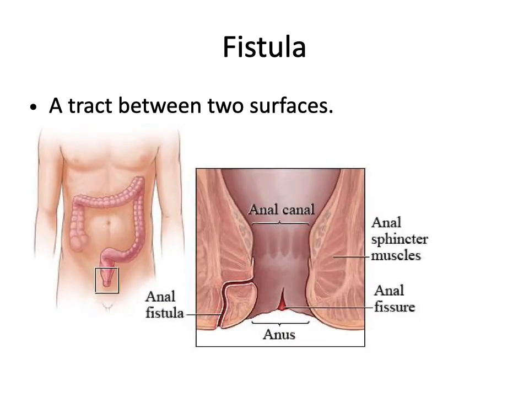So a common example is an anal fistula. Here you can see the anus, the opening of the anus. Frequent infection will facilitate another connection into the surface, and this is known as an anal fistula.